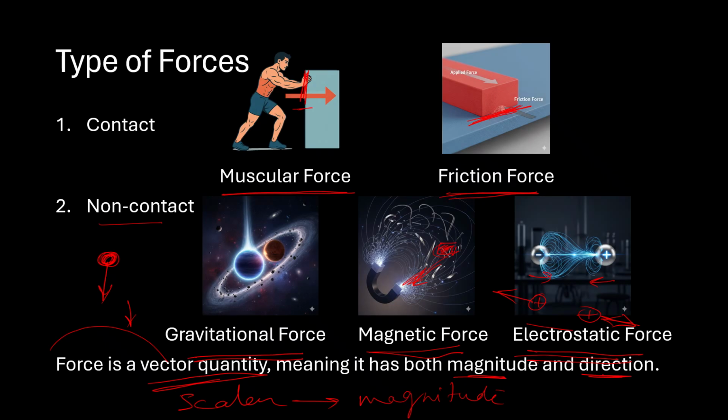So what does that mean? For example, in muscular force, if that person is applying force on this block, and you are saying he is applying 10 Newton force, that is not sufficient information. We need to know in which direction he is applying force. Then only will we understand in which direction the block would move if he is applying 10 Newton force, right? So when we talk about force, we need to tell both things: the quantity of force, how much he is applying, and the direction of the force in which he is applying it. So force is a vector quantity.